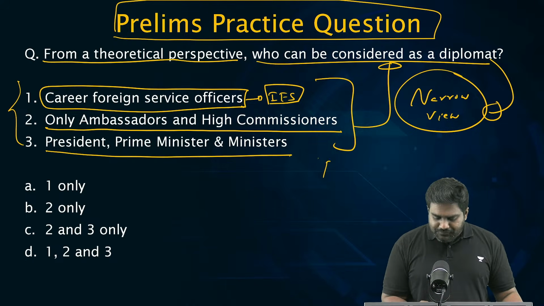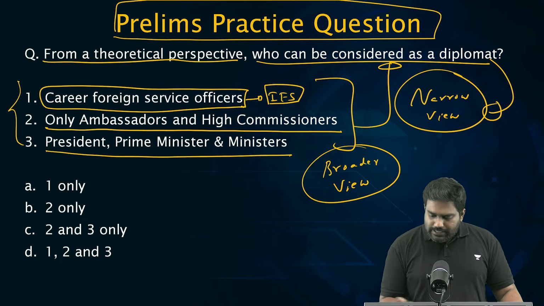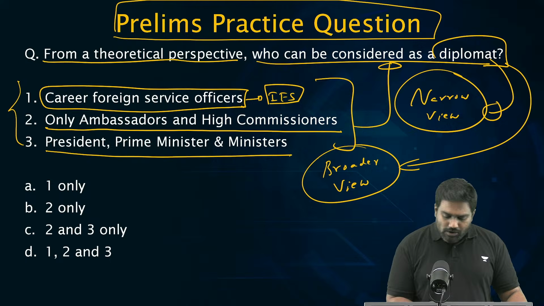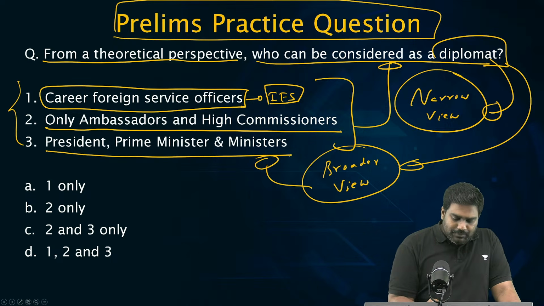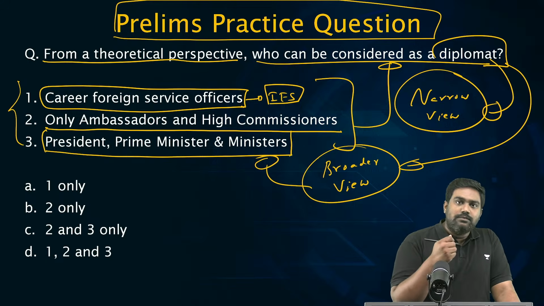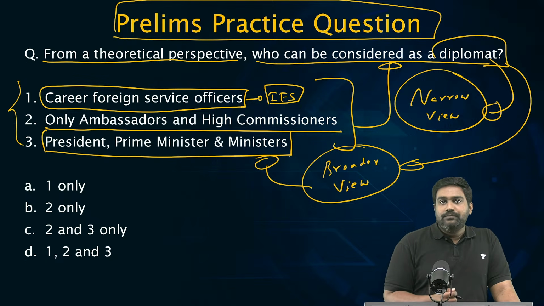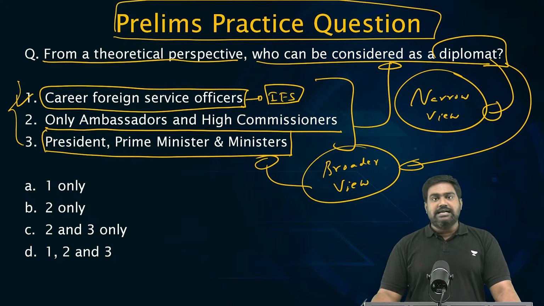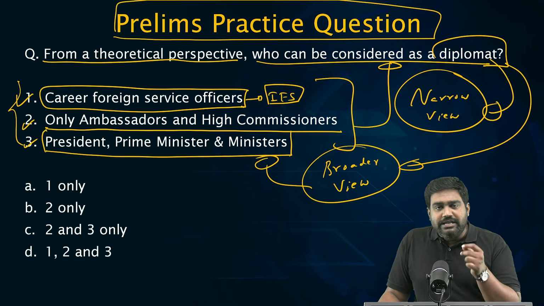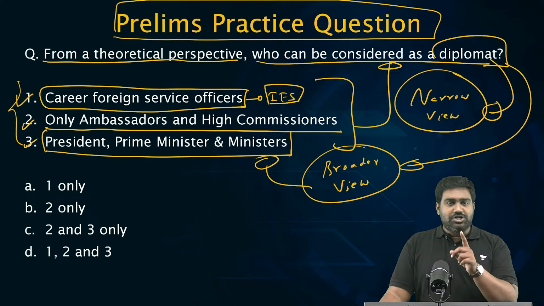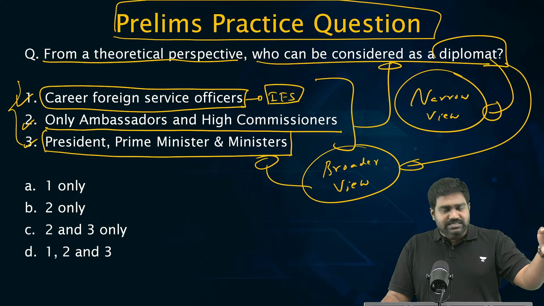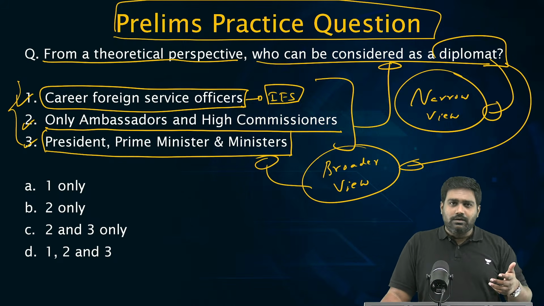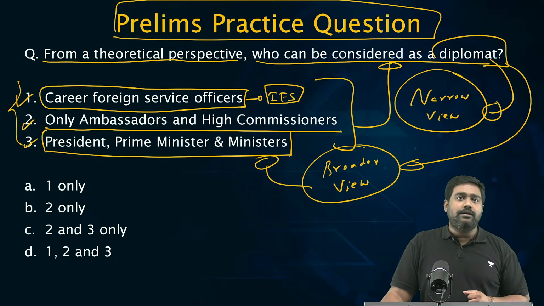But if I take a broader view of the meaning of diplomat, it will include your president, prime minister, vice president, all the ministers as well. All three can be considered as diplomats when they are officially representing India in their official capacity. If the Prime Minister of India is representing India at a summit, let's say the G20 summit, don't you think the PM is acting as a diplomat?